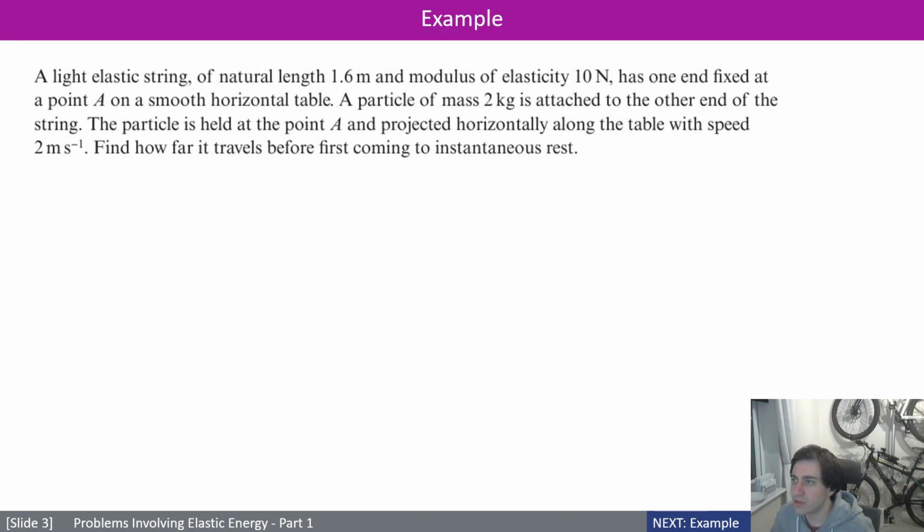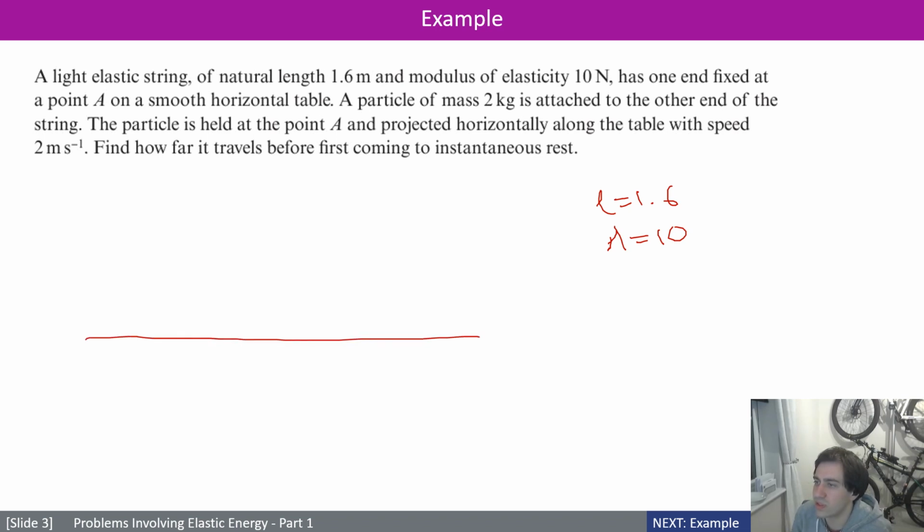So let's look at the first of our 3 examples. Light elastic string, natural length 1.6, modulus of elasticity 10, has one end fixed at a point A on a smooth horizontal table. Okay, so this is a horizontal question. And a particle of mass 2 kg is attached to the other end of the string. The particle is held at the point A and projected horizontally along the table with speed 2 meters per second. Find how far it travels before first coming to instantaneous rest.